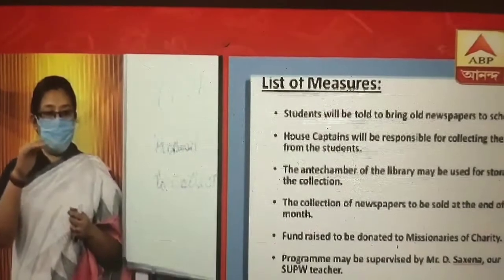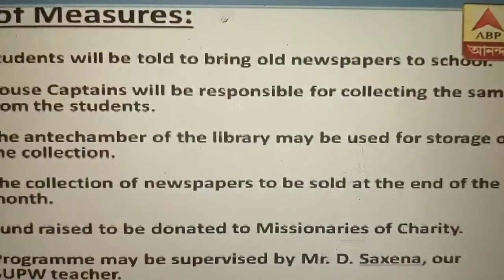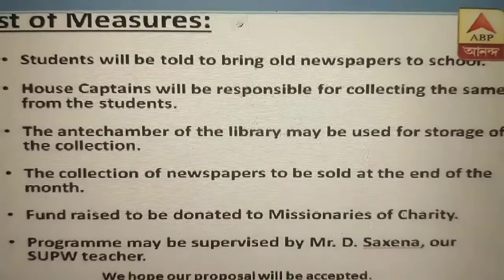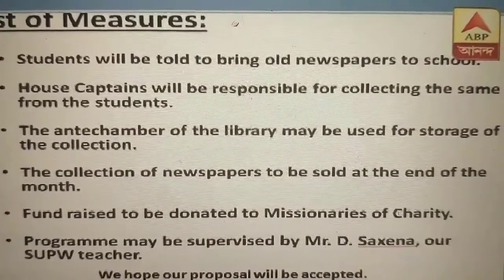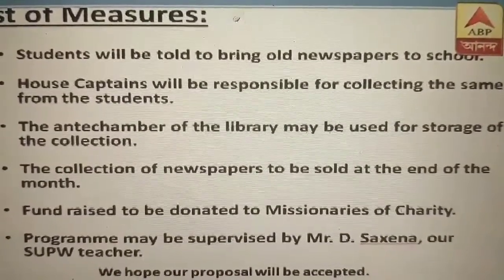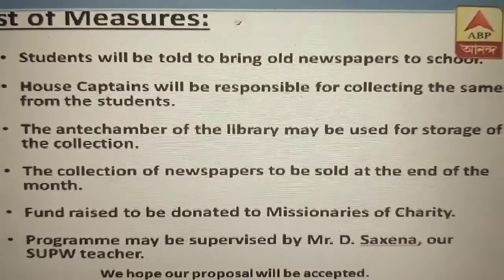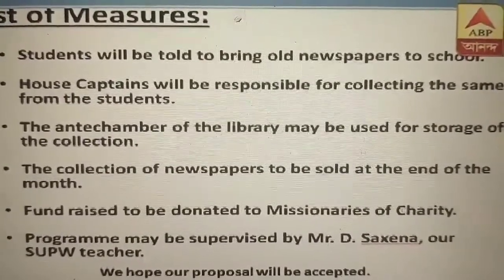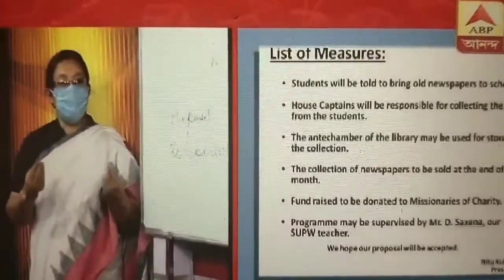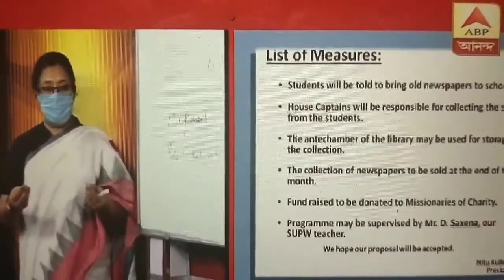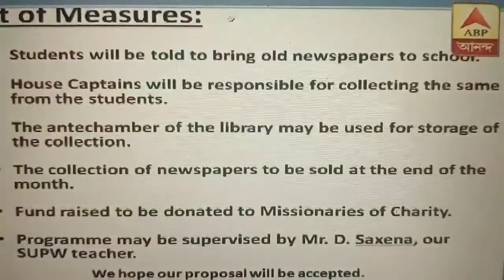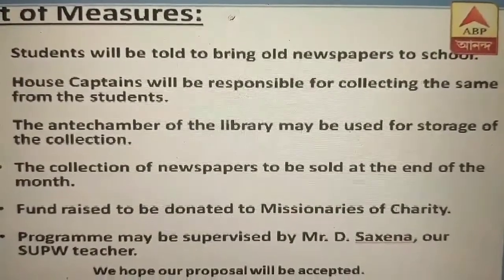So I was talking about list of measures. It's given there in the title, list of measures. You enlist the points. Step by step, how you will go about with the program. So what do you do for a newspaper collection program? The first thing, students will be told to bring newspapers to school. Simple thing, you see. It can easily come to your mind. Students will bring old newspapers to school. So students are bringing the newspapers. The first step. What will be the next step? The students have brought the newspaper. Now what? Somebody needs to collect the newspapers. Who is going to collect it?